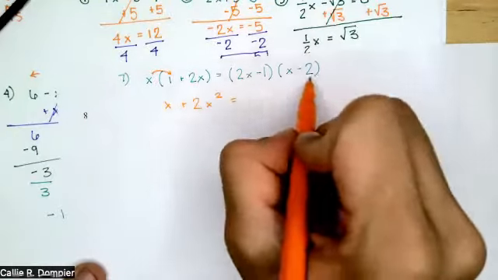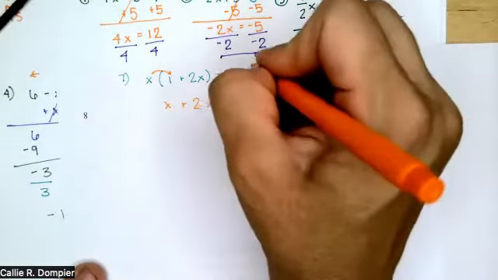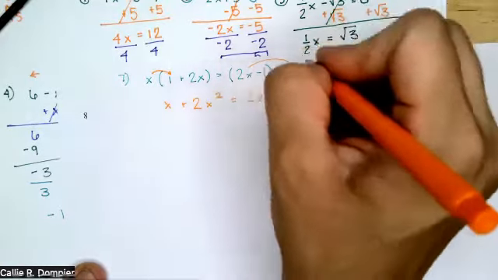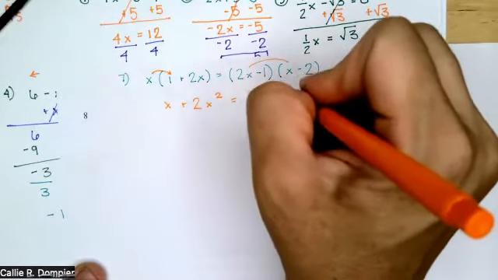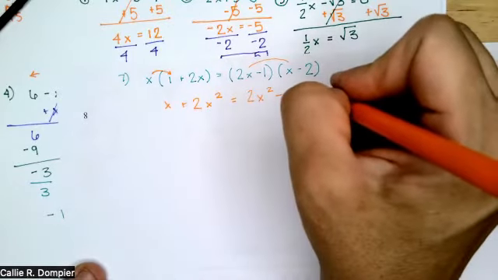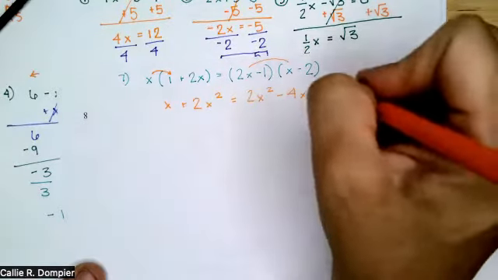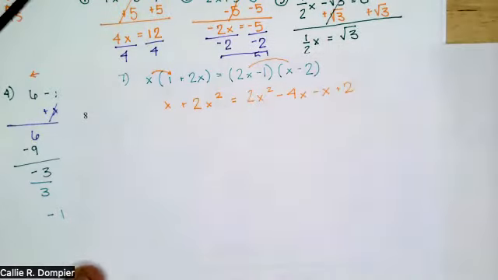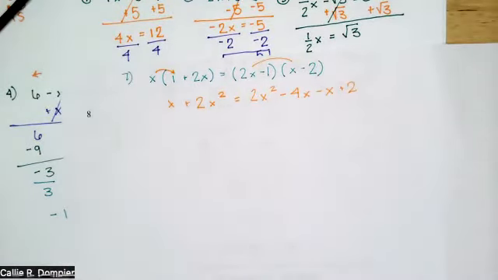Equals. Here, these are being multiplied, so you need to FOIL. 2x times x is 2x squared. 2x times negative 2 is negative 4x. Negative 1 times x is negative x. Negative 1 times negative 2 is a positive 2. Does everybody else get that when they work it?